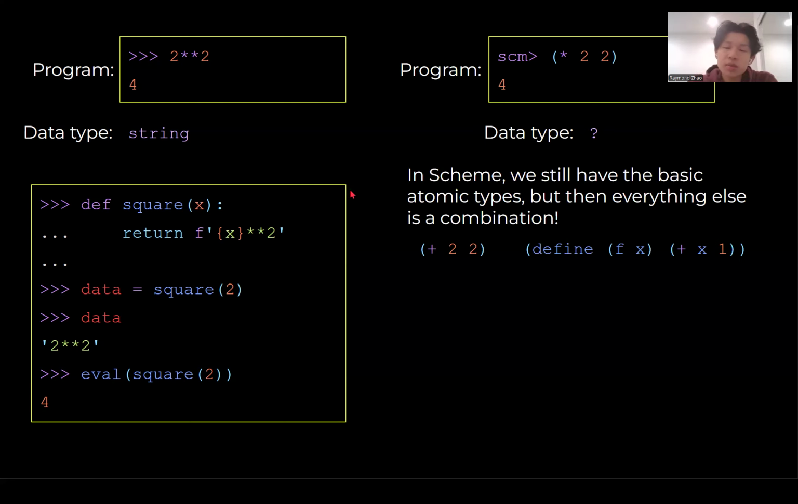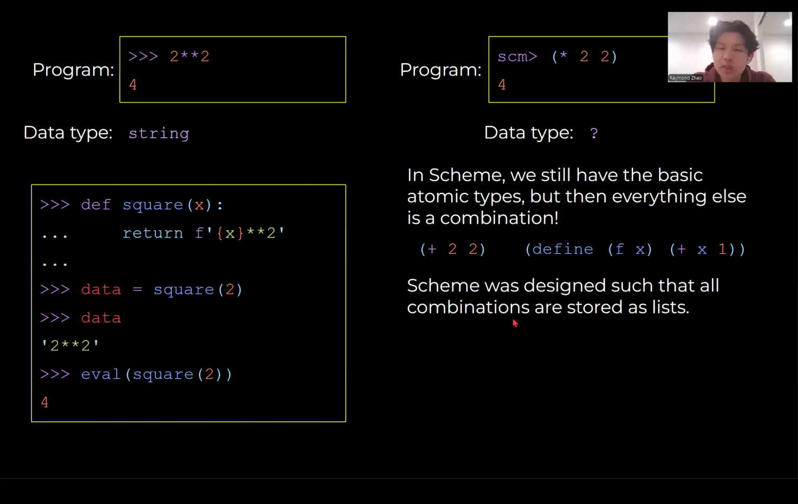Well, in Scheme, we know that the language is constructed in a way so that we have our basic atomic types, such as numbers, but then everything else is a combination of things, right? And by that I mean that everything is simply a list of our atomic types, like numbers and functions, right? So Scheme was designed such that all combinations are internally represented as lists.